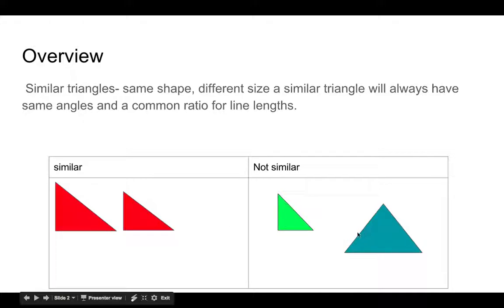Here we have an equilateral. Here we have a right triangle. So they're not similar because they're completely different triangles.